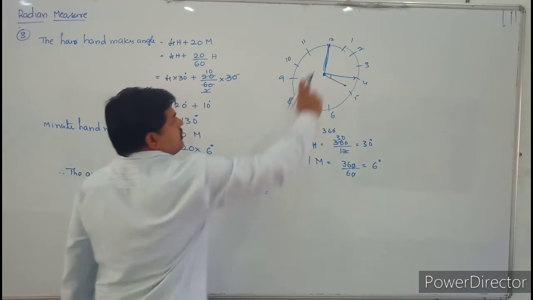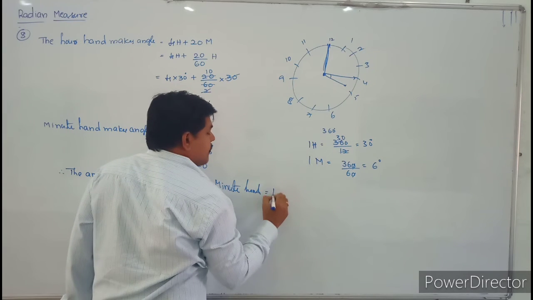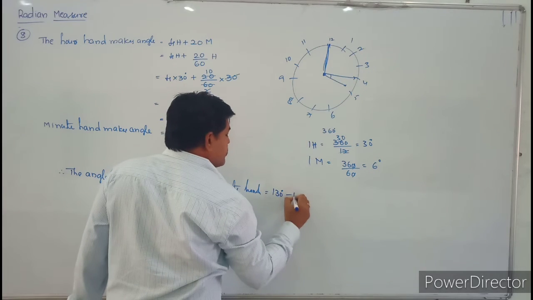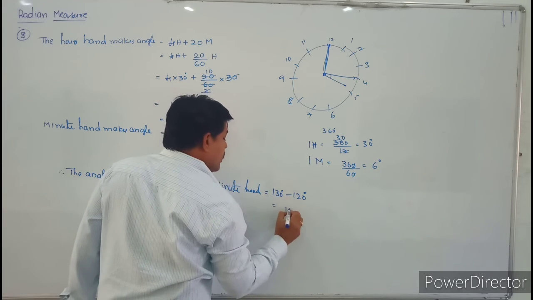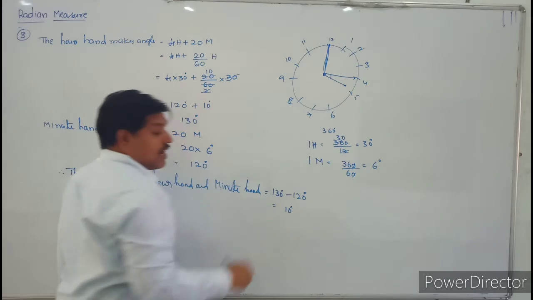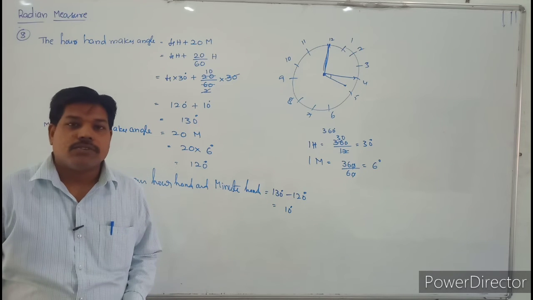Here it is the angle. This angle, our hour hand makes 130 degrees. This angle makes 120 degrees. If you remove this, you will get the remaining angle between these two, which is nothing but 10 degrees. So see that answer, students.